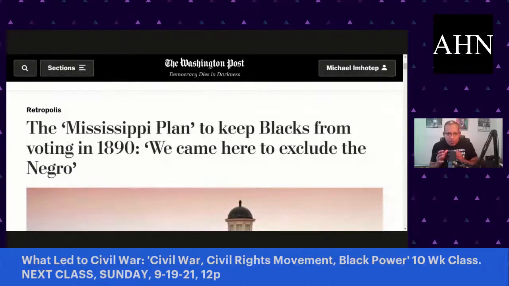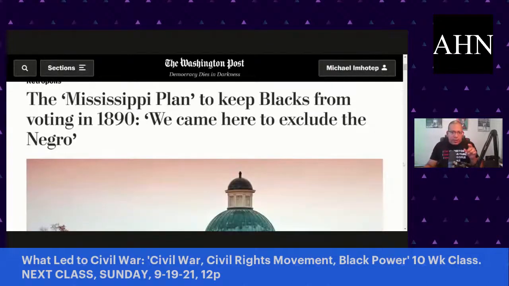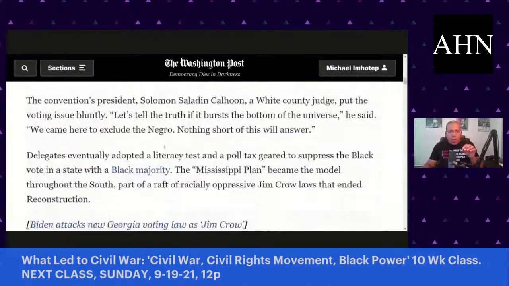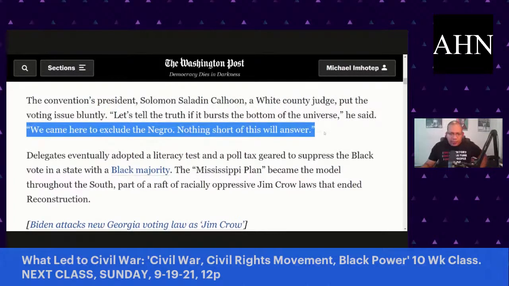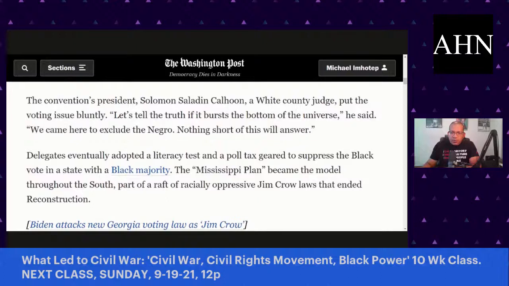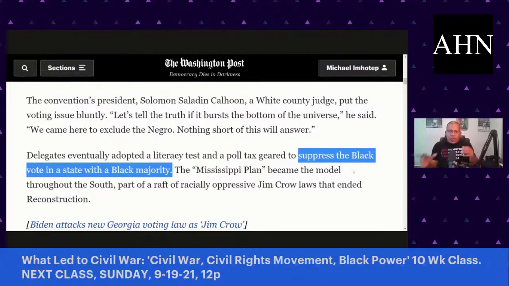They said that we are here to exclude the Negro at the Mississippi State Convention of 1890. It was presided over by a white county judge named Solomon Saladin Calhoun. To put the voting issue bluntly and explain why they were there, he said, let's tell the truth. If it bursts the bottom of the universe, we came here to exclude the Negro. Nothing short of this will answer. This was at a time when African Americans were the majority of the population in Mississippi. So these white supremacists are trying to take back control of the state legislatures, take back control of the government in the state of Mississippi to fully impose white supremacy.